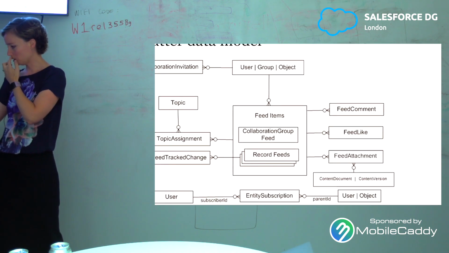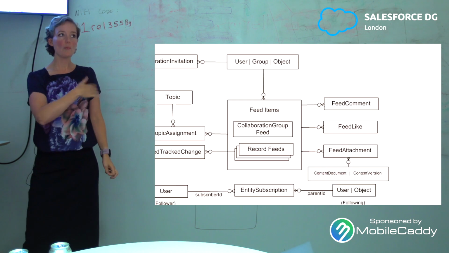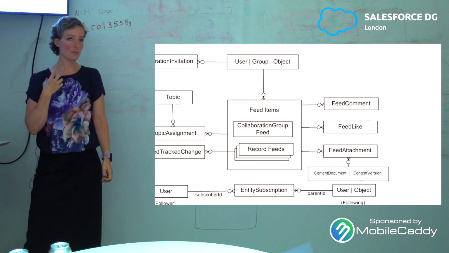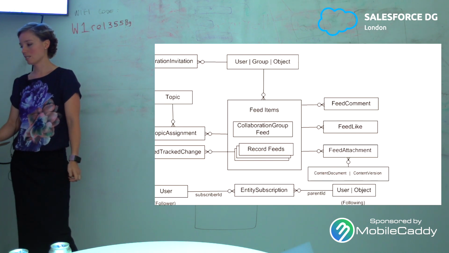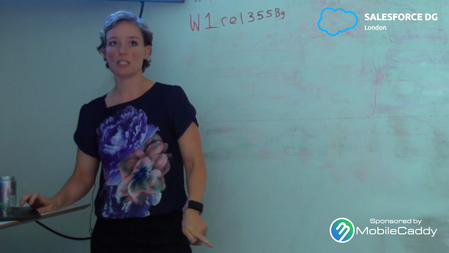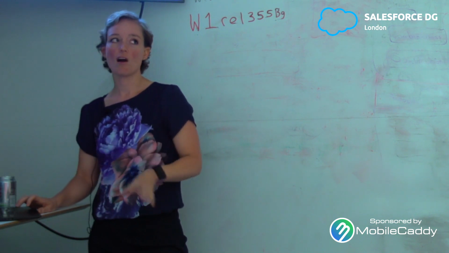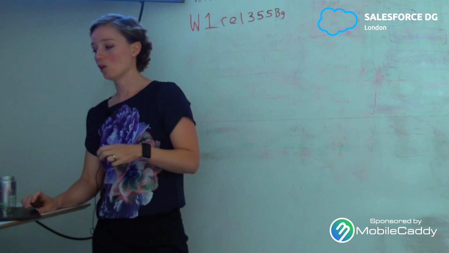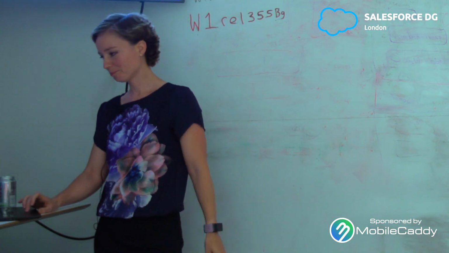Then here on the right-hand side, we've got feed comment. So if I put a comment to a Chatter post, it doesn't create another feed item, it creates a feed comment. And then we've got feed likes here as well. As you can see, feed likes is only linked to feed items because this is the only likes that are available through the API. So likes to feed comments, we cannot access, unfortunately.